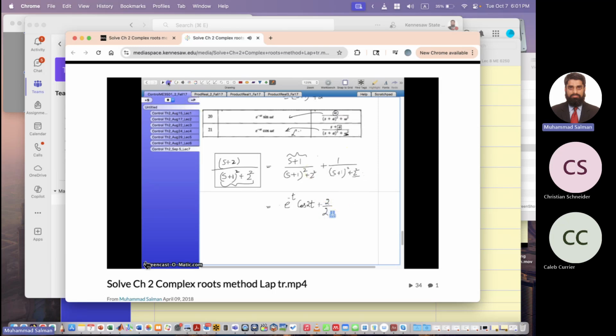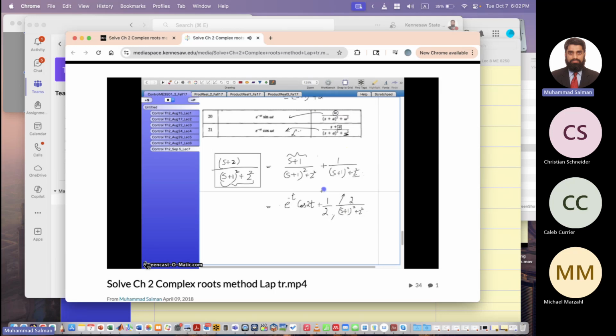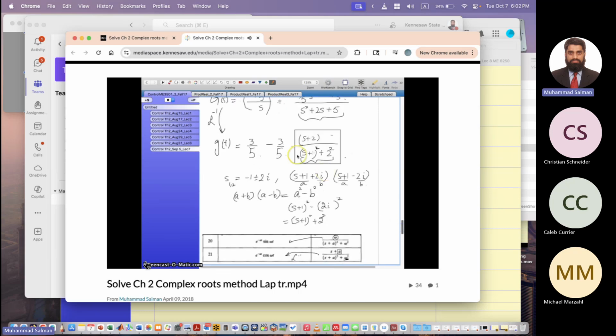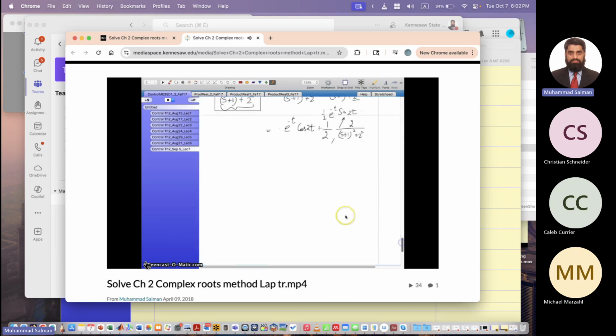So 2 will go inside, with s plus 1 whole squared plus 2 squared. Now you can apply the Laplace inverse with this method, which is 1 by 2 outside, e to the power minus t, sine 2t. Now we have solved this question. Only the minus 305 should be taken care of, so I should write minus 305 here.